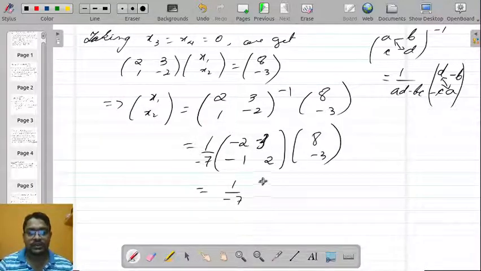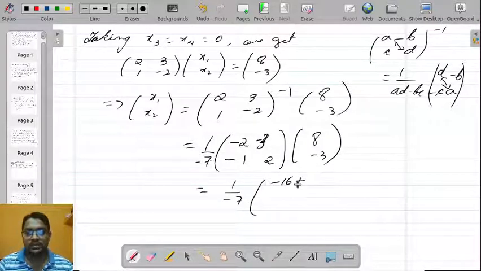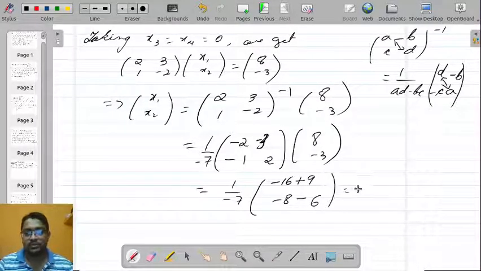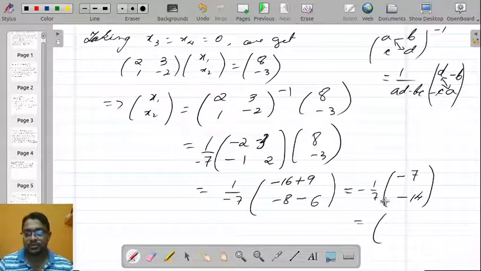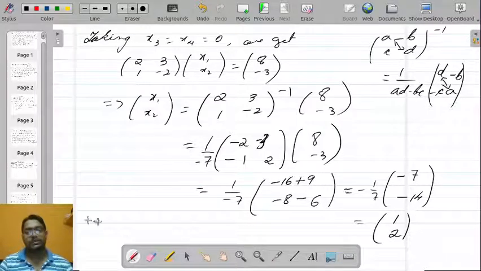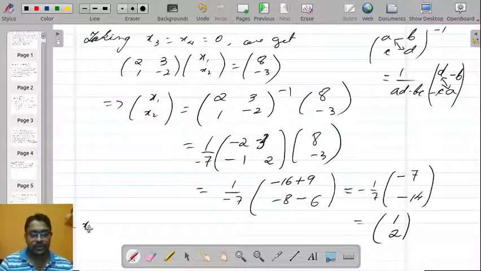So 1 by minus 7 multiplied with, if you multiply this, it's minus 16 plus 9, and this is minus 8 plus minus 6. So it's actually minus 1 by 7 times minus 7 and minus 14. If you simplify, this is 1 2. So this gives us a basic solution. Therefore x1 equal to 1, x2 equal to 2, and x3 equal to x4 equal to 0. So this is a basic solution.